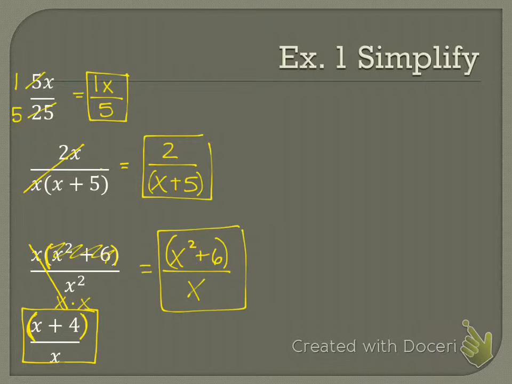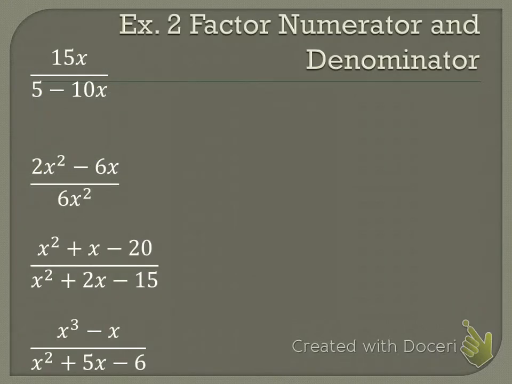So on example number 2, we're going to get into these a little more in depth. We have to reduce. Look at the first problem right here. 15x over 5 minus 10x. What do you see right off the bat? A family. What is the family? 5 minus 10x. And I know there's nothing outside of the family, so I cannot cancel out.